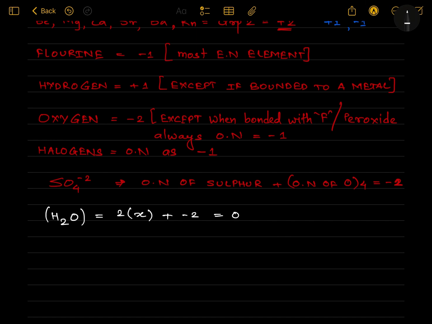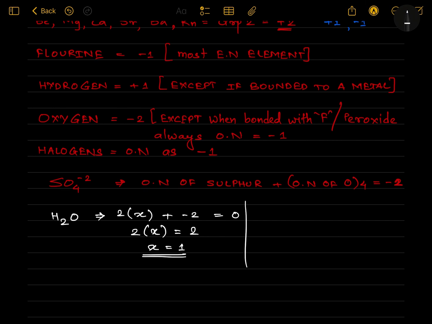Why should it be equal to 0? Because our molecule is always neutral. It doesn't have any charge over here, so it has a neutral charge, that is 0. So what would be my equation? My equation would become 2 into X plus -2 equal to 0. Therefore, 2 into X is equal to 2, and X is equal to 1. That means the oxidation number of hydrogen is 1. But the point that I was telling you is that oxygen has an oxidation state of -2.